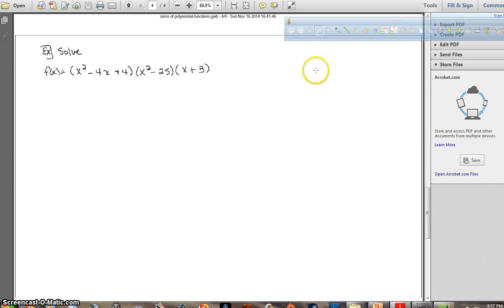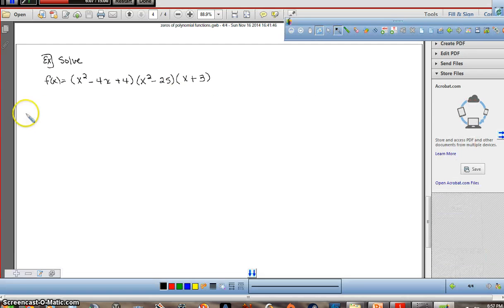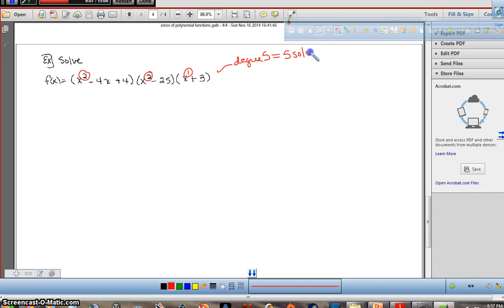All right, here's another one that we're going to look at. We're solving this, and then we'll talk about any multiplicities and so forth. So let's look at this one. Let's first figure out what the degree is. So we have 2, so we're up to 4, 5. This is a degree of 5, which means that we have to get 5 solutions. Take each factor and set to 0.